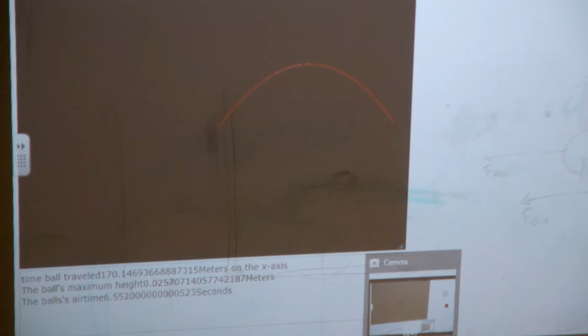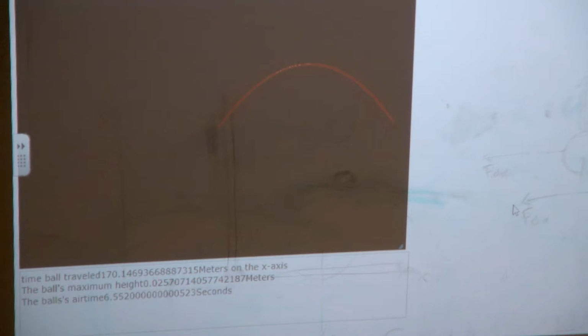So notice that, like I said, I printed out my travel. This is approximately 170.1 meters on the x-axis. The ball's maximum height is approximately 0.026 meters. And the ball's air time, which started at 0, ended at approximately 6.55 seconds. So going to our next code, which is without air drag.